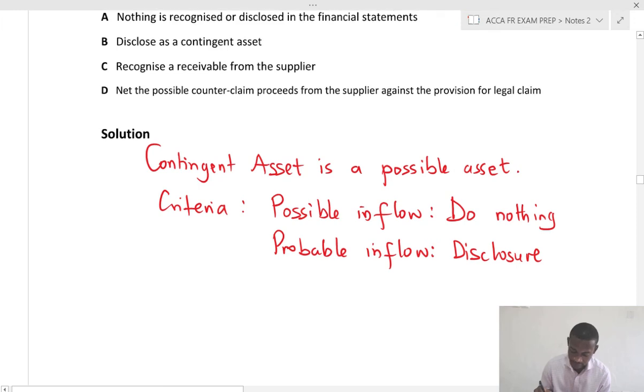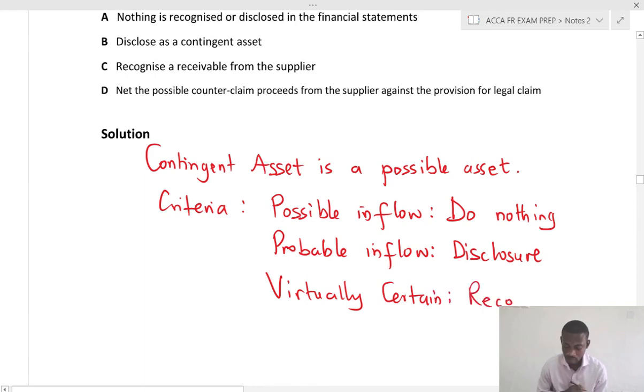Now, for recognition, the standard says that it is only when it is virtually certain that we make a recognition. So we recognize when it is virtually certain that there will be an inflow. Virtually certain means that there's about 99% chance that there will be an inflow of economic benefits. So it is only when judgment has been passed and the entity Jeffers is expecting to be paid that is where they will recognize the contingent asset.